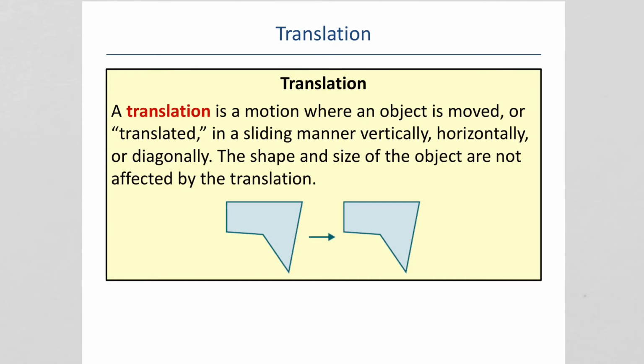Here are some different ways that you could do a translation or tessellation. A translation is a motion in which an object is moved by sliding. So you could go to the right, left, up or down, diagonally. That's a translation.